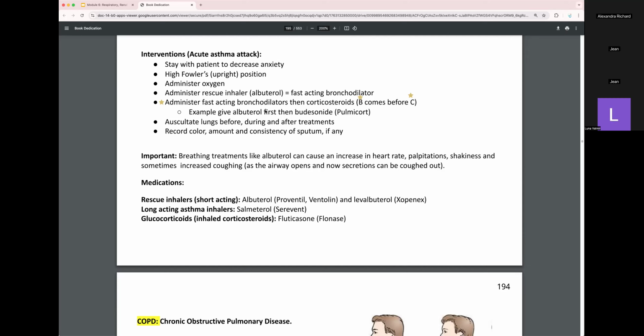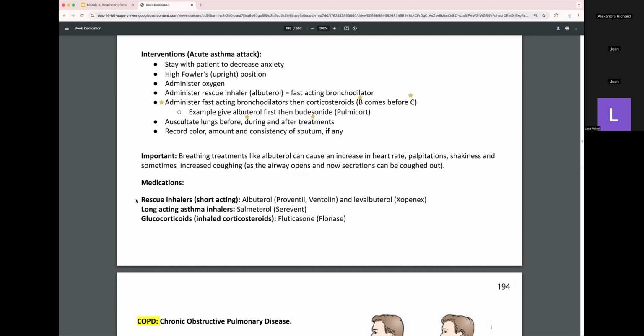So if you had two choices between giving albuterol and budesonide, you would give albuterol first because that's a bronchodilator, then you would give budesonide. So B comes before C, A comes before B.